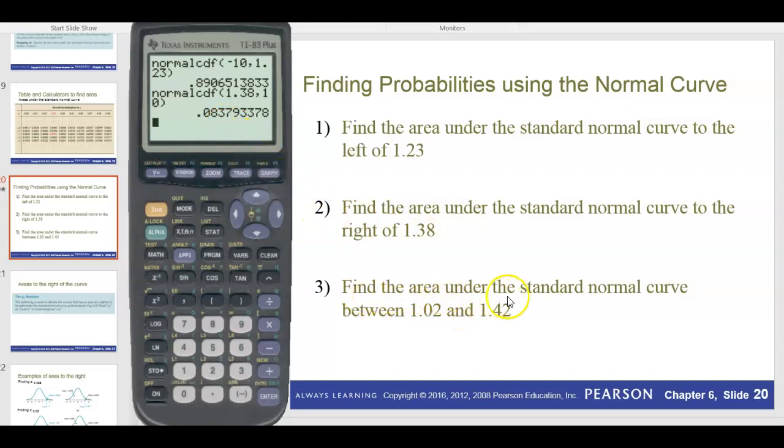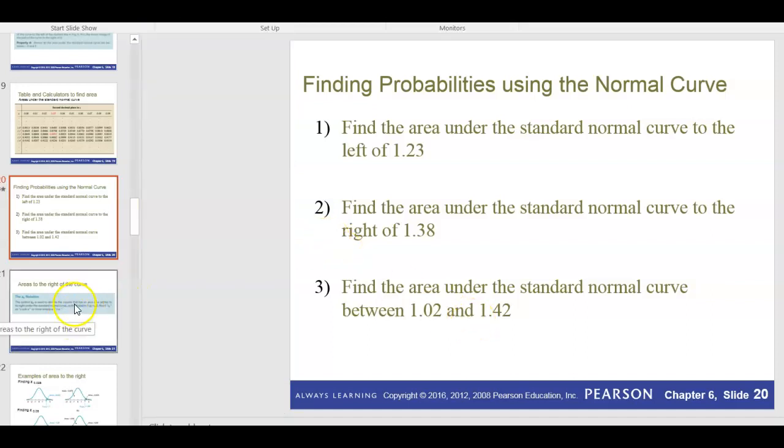And then if I wanted to find the area on a normal curve between 1.02 and 1.42, again, I'm going to go to second vars. I'm going to go down to normal CDF, and my lower limit is 1.02. I'm going to put a comma in there, and my upper limit is 1.42. And I'm going to close those parentheses, and 7.6% of the population has a z-score between 1.02 and 1.42. Okay, so that's what we're kind of working on here.